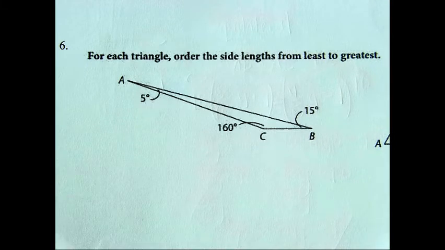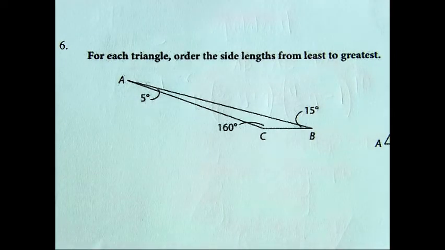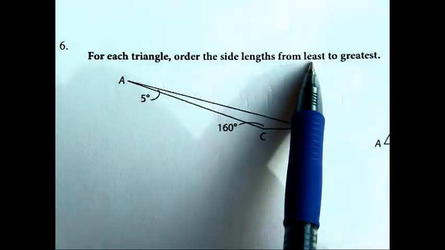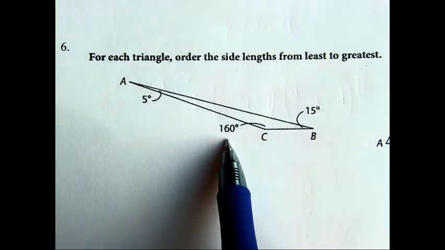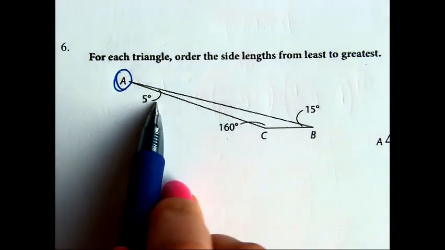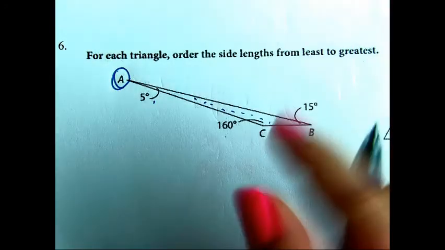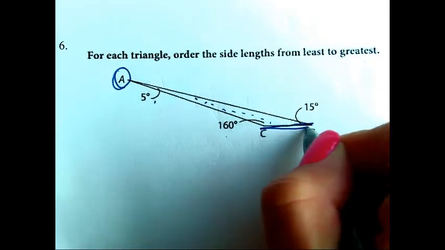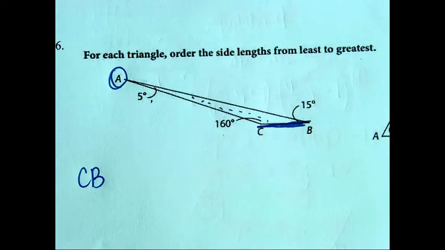Problem 6 here, for each triangle, order the side lengths from least to greatest. So very similar to number 5, but now we're looking at the angle measurements. So in order to order the sides from least to greatest, I want to find the smallest angle now. So I have 5 degrees, 15, and 160. Clearly, angle A is the smallest because it's 5 degrees. So the side that's opposite of angle A is CB. So CB is going to be my smallest side.